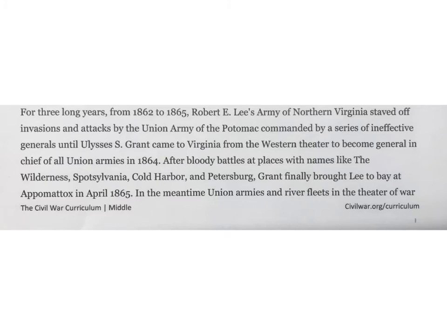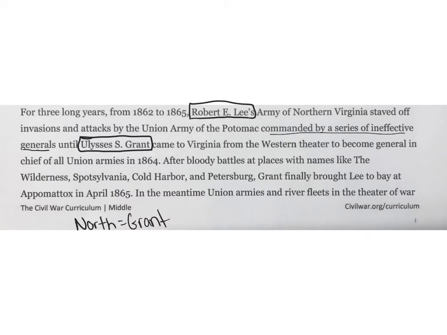So in this paragraph, we have two big things that I want you to note. Make sure that you block off Robert E. Lee and that you block off or underline Ulysses S. Grant. Right below that paragraph, you have some space. So make sure that you note in that space that the North ended up being led by Grant. It was not the whole time that they were led. As it says, they were commanded by a series of ineffective generals until Grant.